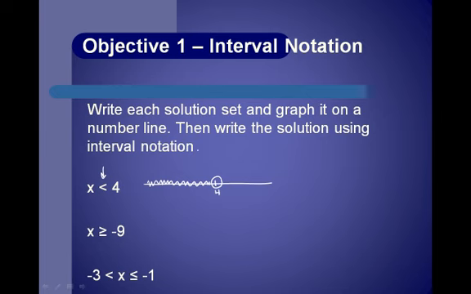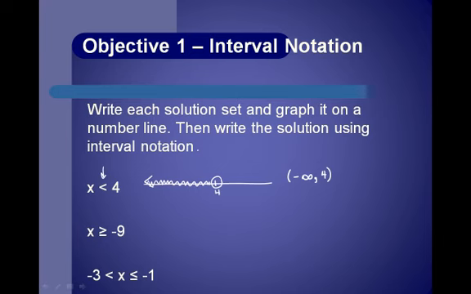Now in interval notation, you always read the graph from left to right. So starting at the left, you notice that the graph goes on to infinity in the negative direction. So for interval notation, we say that the graph starts at negative infinity and it goes up to 4. Because it does not include 4, we're going to put a parenthesis on 4.